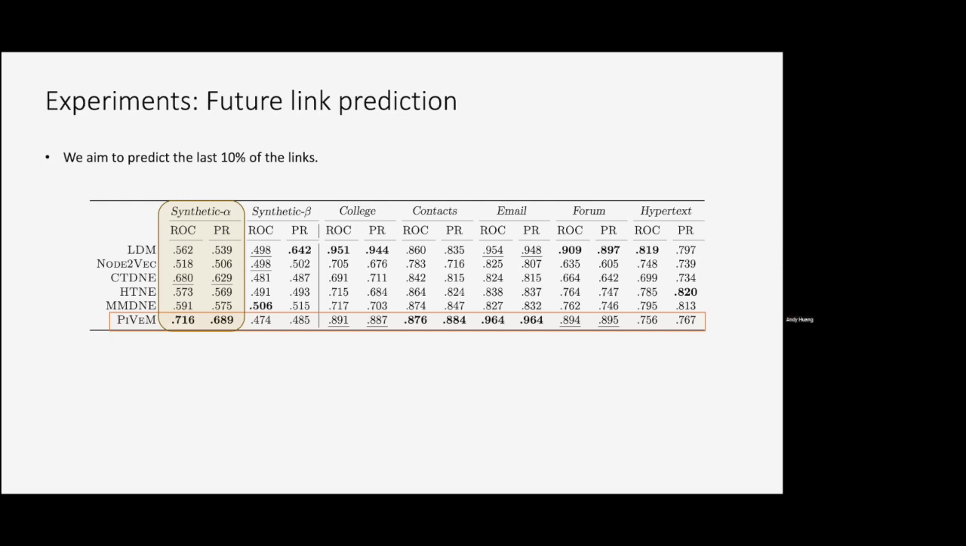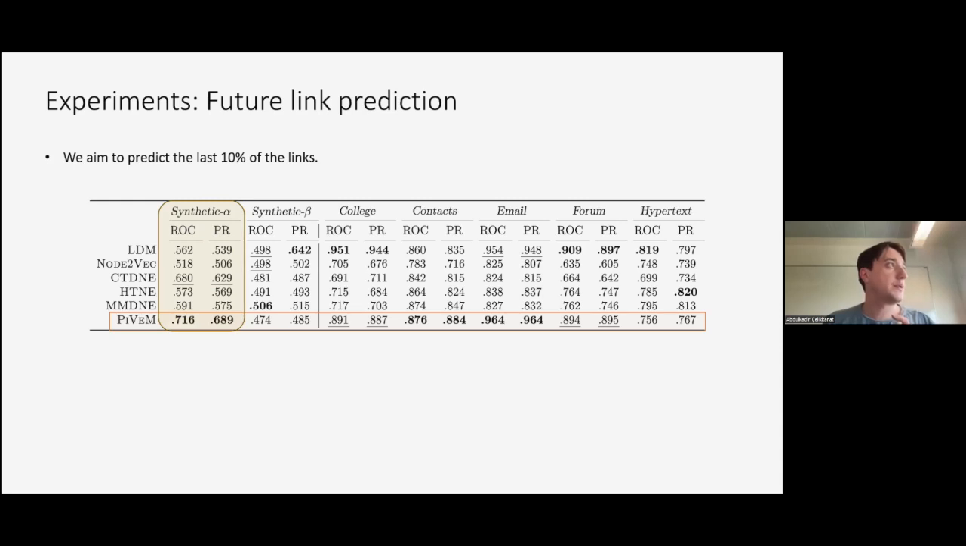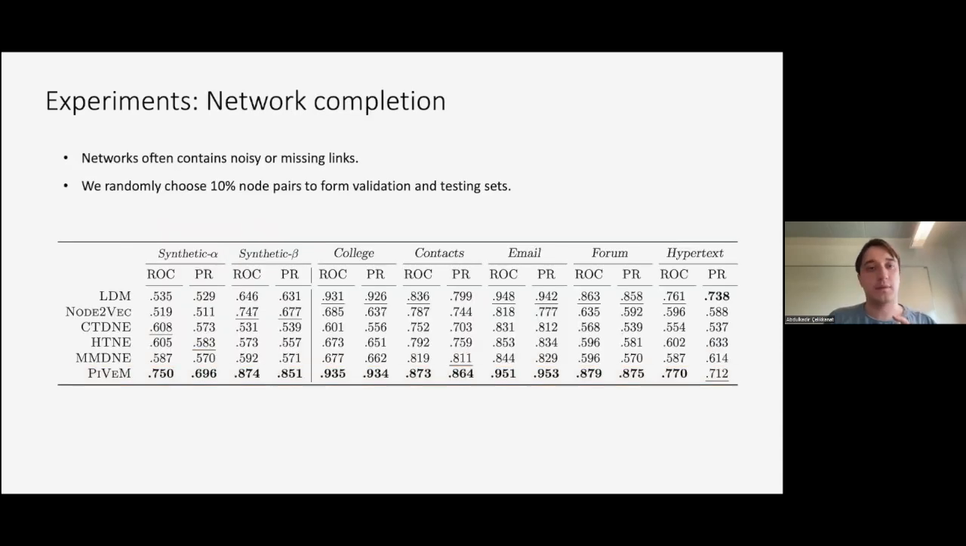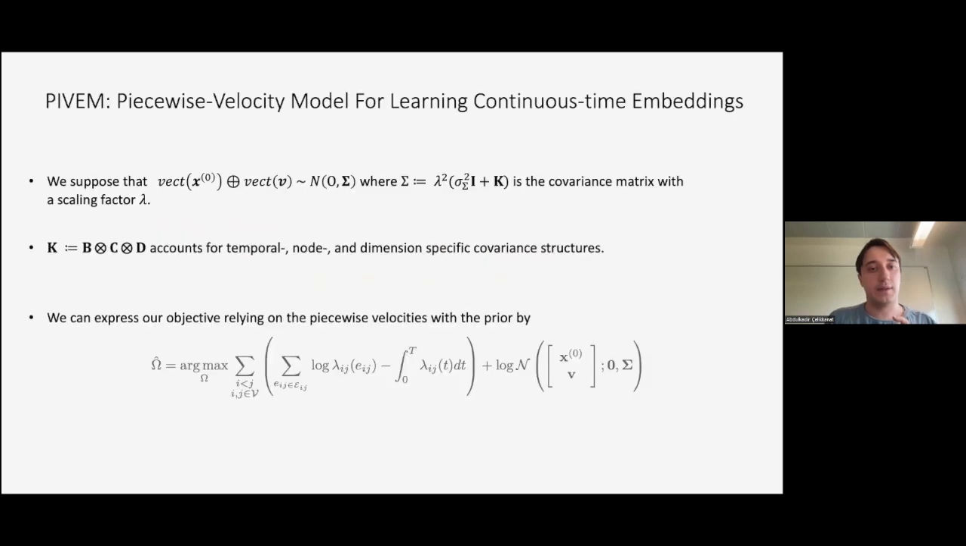In this model, particularly, we aim to capture this because we have this prior here.